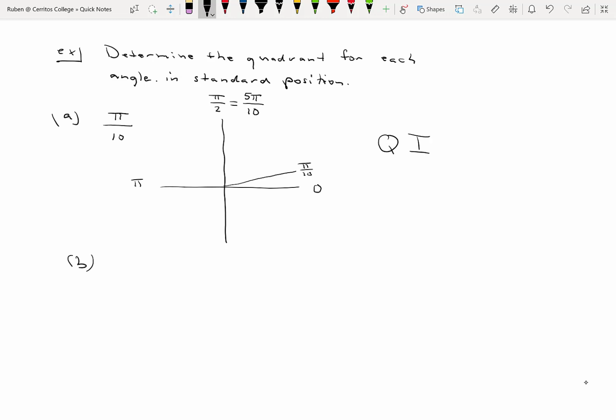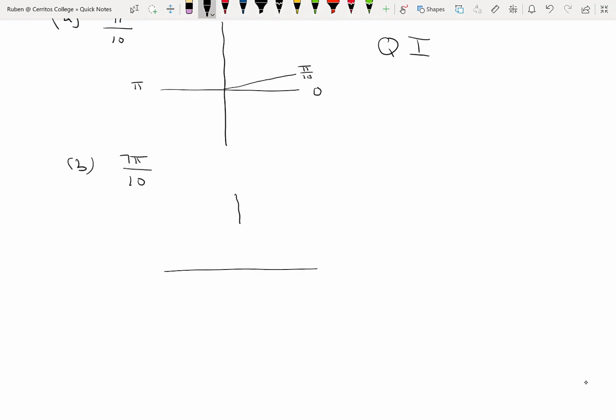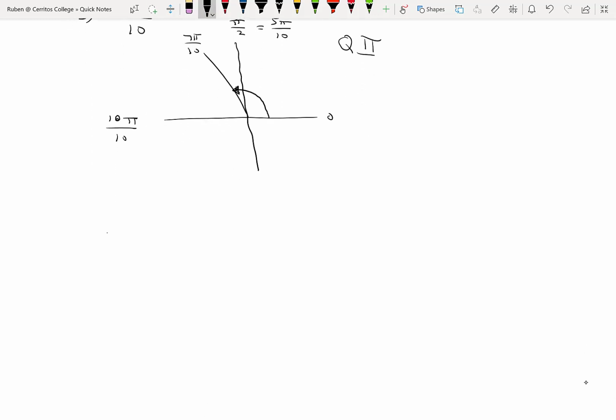So B. How about 7 pi over 10? I have a feeling you have the answer right away. If this is pi over 2, and this is pi, and pi over 2 is 5 pi over 10, and pi is 10 pi over 10, then 7 pi over 10 has to be somewhere between 5 pi over 10 and 10 pi over 10. So 7 pi over 10 needs to be a quadrant 2 angle. So let's get a little trickier.